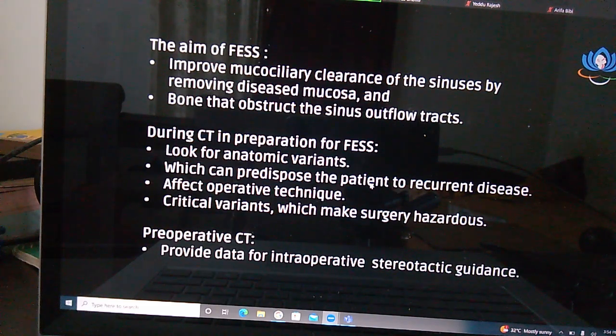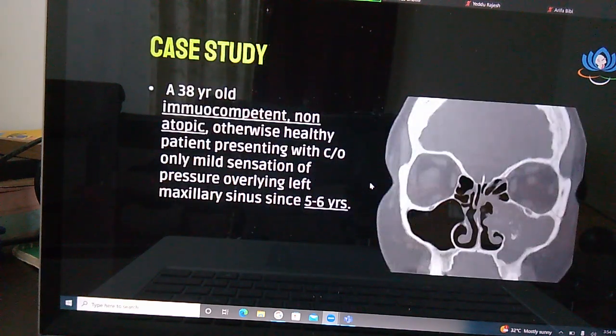That's why the preoperative CT scan provides data for intraoperative stereotactic guidance. So that is the crucial matter.